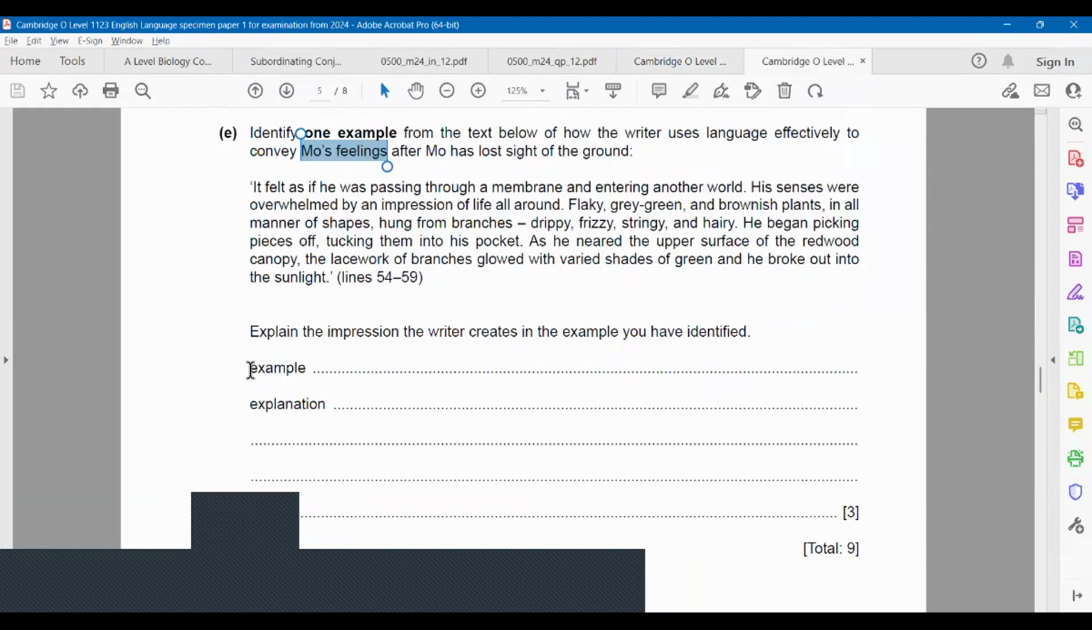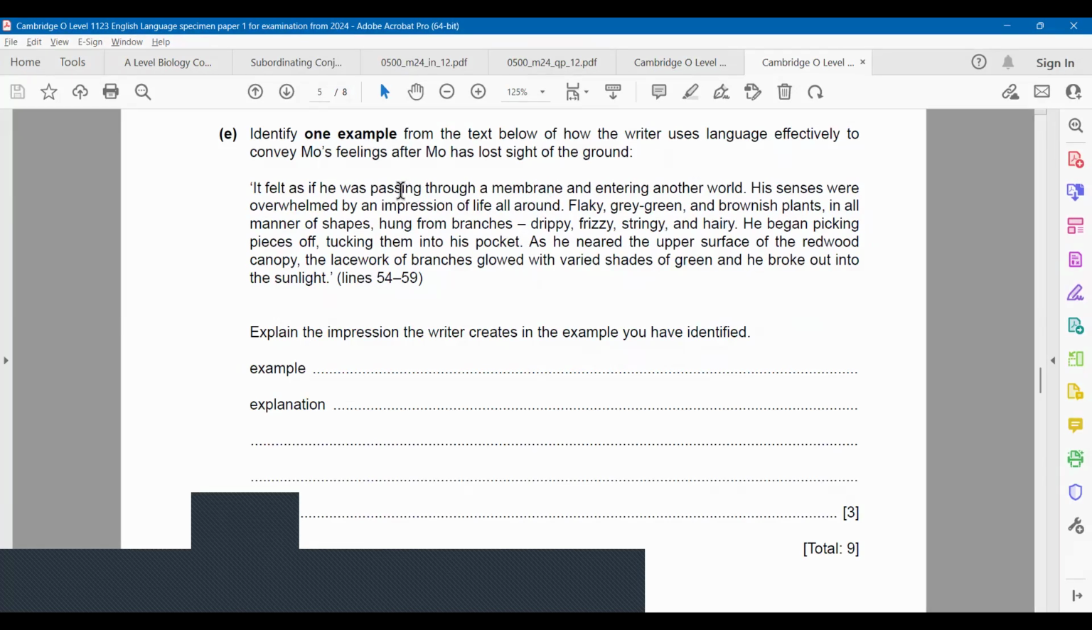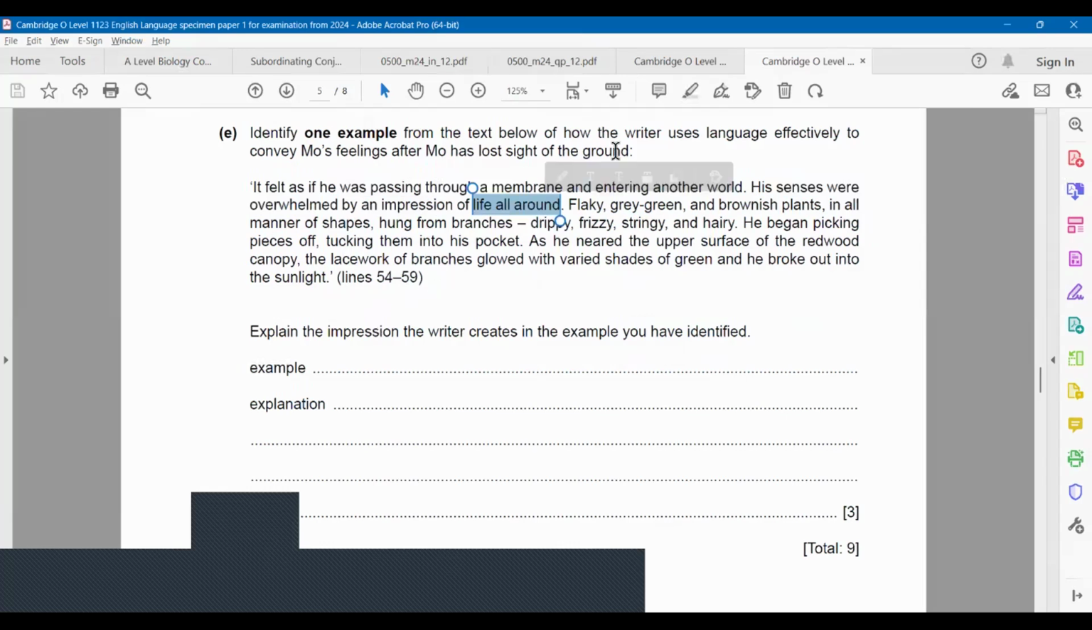Now, they've given you space for the example and space for explanation. The example could be something such as passing through a membrane. That phrase, it doesn't need to be the whole line. It doesn't need to be a big part. Passing through a membrane, entering another world, senses were overwhelmed, life all around, could be any of these and more.